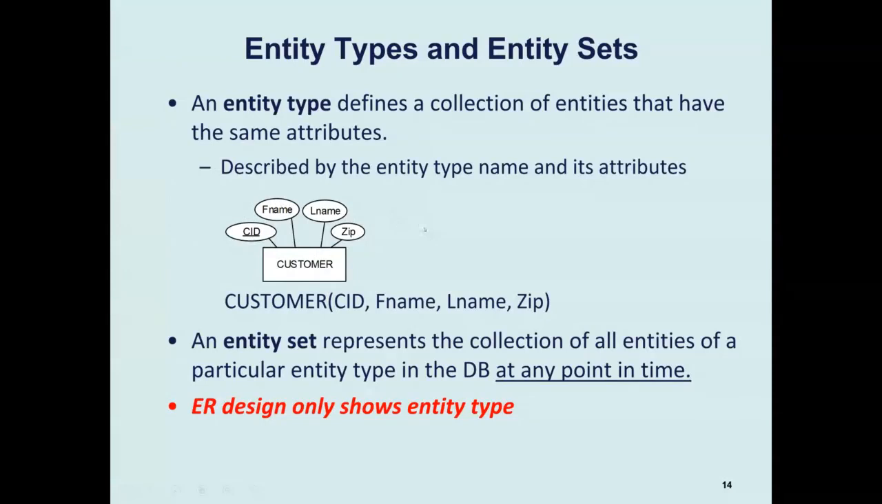In the ER model, we only need to record entity types. An entity set is considered a set of entities of the same entity type. In the ER model, we don't need to record or model the entity sets. We only need to model the entity type. So it's very abstract, high level. It only records the entity type name along with its attributes. And usually we need to underline the primary key of each entity type.